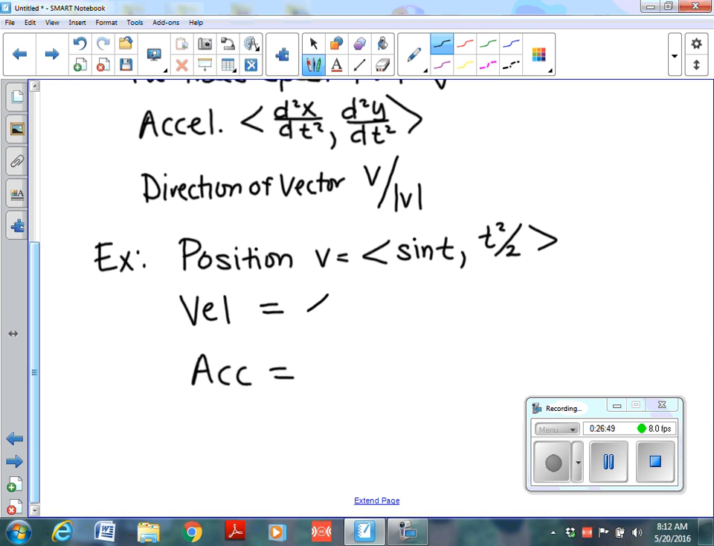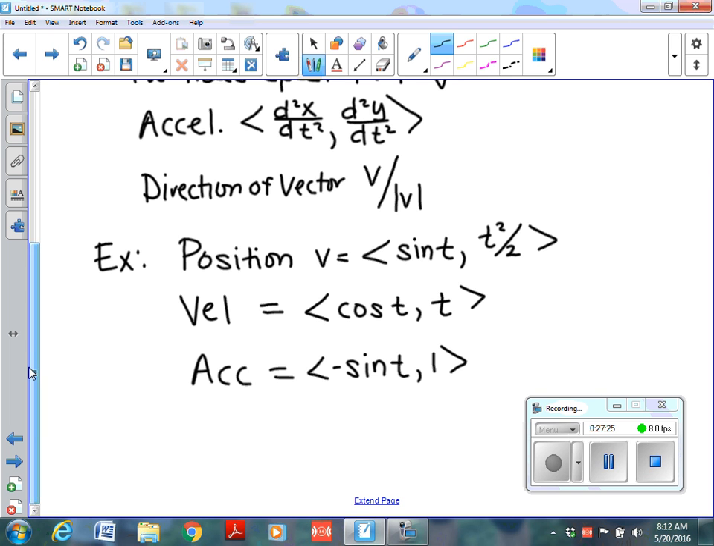All you're going to do is find the derivative of each one of these. What's the derivative of sine? Cosine. What's the derivative of t squared over 2? You bring the 2 down, the 2's go away, and then you go down by 1. So that's the velocity. The acceleration, what's the derivative of cosine? Negative sine. What's the derivative of t? 1. So finding the velocity and acceleration of a vector is not that difficult.